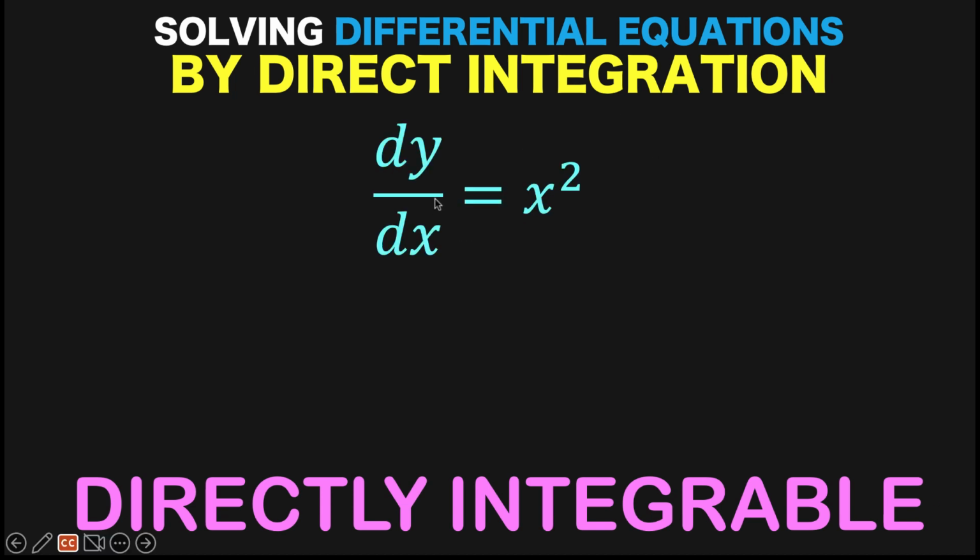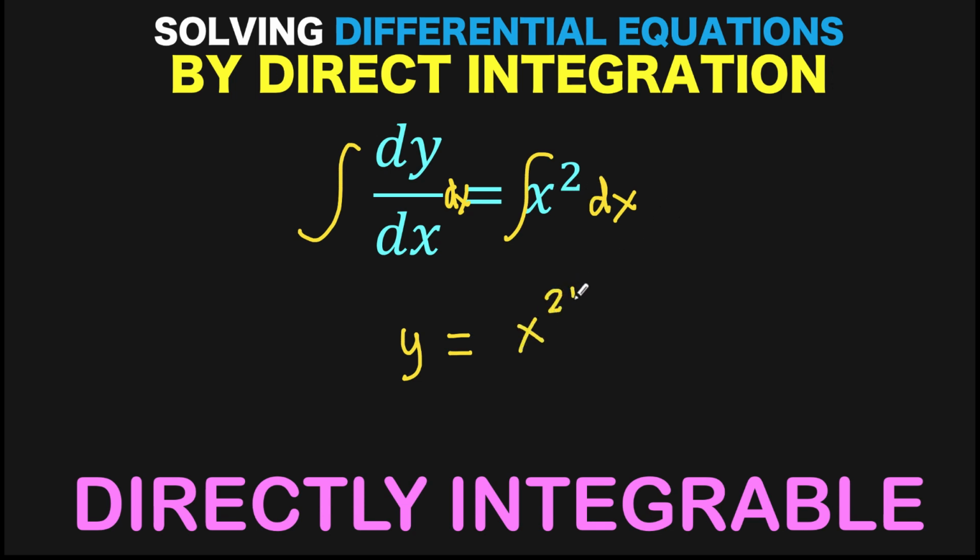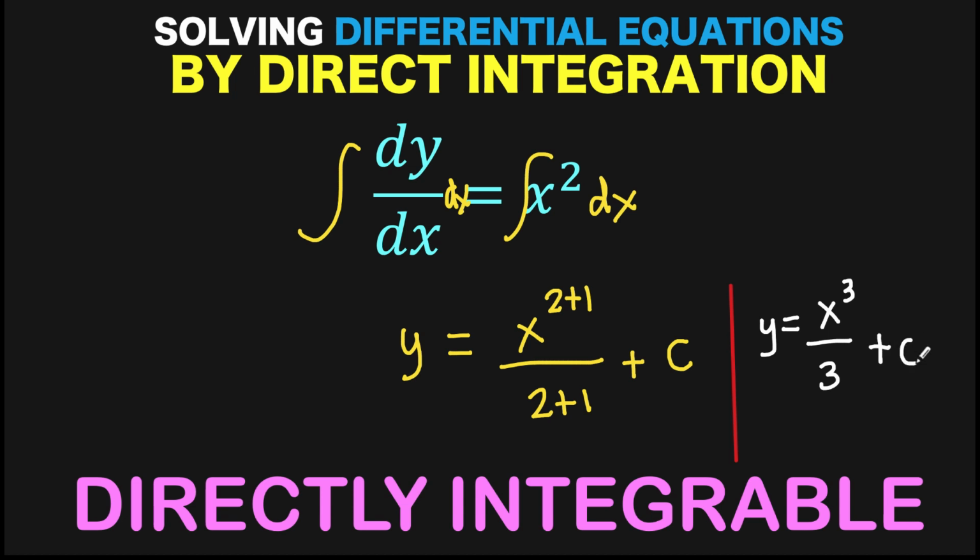Let's have an example. Let's say we have dy over dx is equal to x squared. Using direct integration to solve this differential equation, we find the antiderivative of both sides. The left side is simply equal to y. For the right side, the antiderivative of x squared dx is x to the 2 plus 1 over the same exponent 2 plus 1 plus an arbitrary constant c. This is using the power rule of anti-differentiation. Simplifying, y equals x to the third over 3 plus c. Just like that, we already know the function y of x that causes the observed derivative of dy over dx equals x squared.